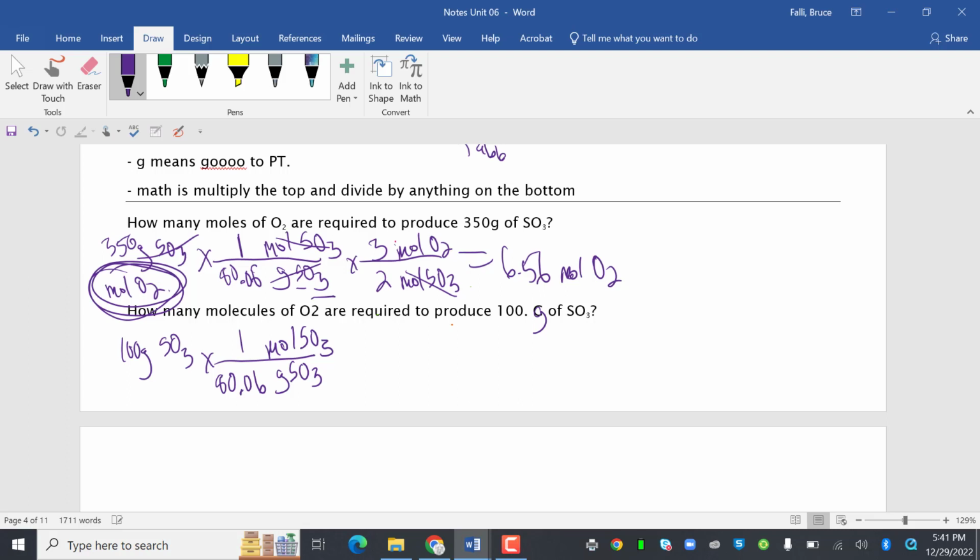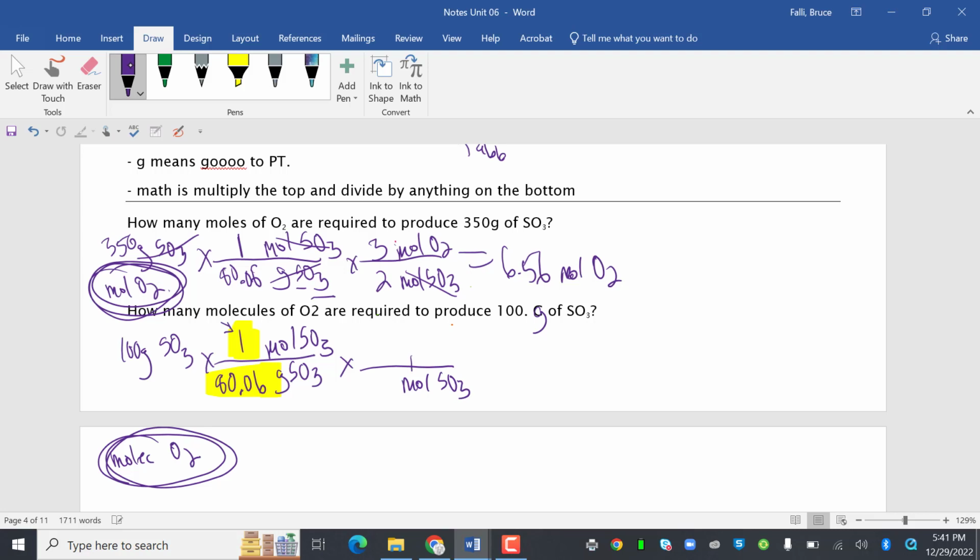And again, the little g stands for grams, which means go to the periodic table. And 1 mole equals the go to the periodic table number. That's literally what molar mass means. But I don't want moles. I forgot what I'm looking for. Molecules of O2. Okay, so I'm in moles of SO3, and I want molecules of O2, so I'm not there yet.